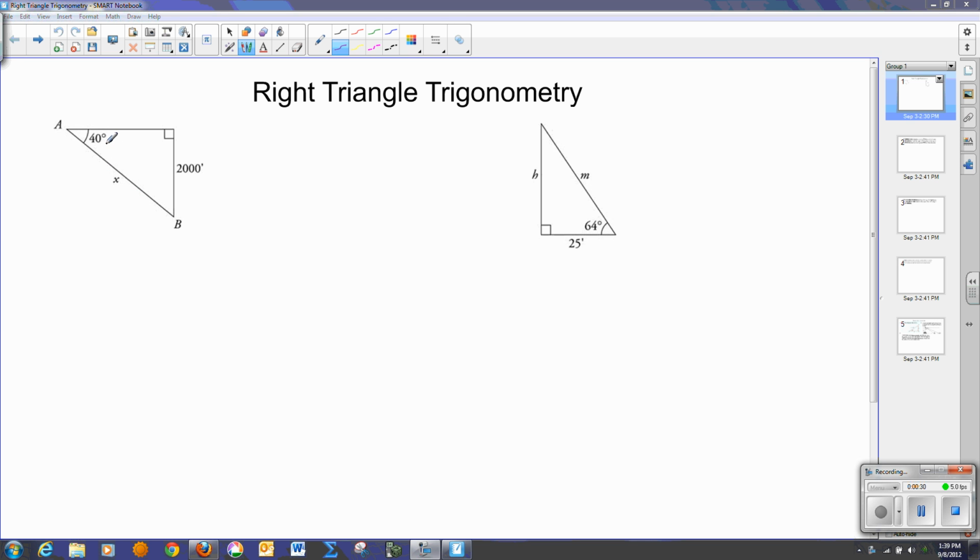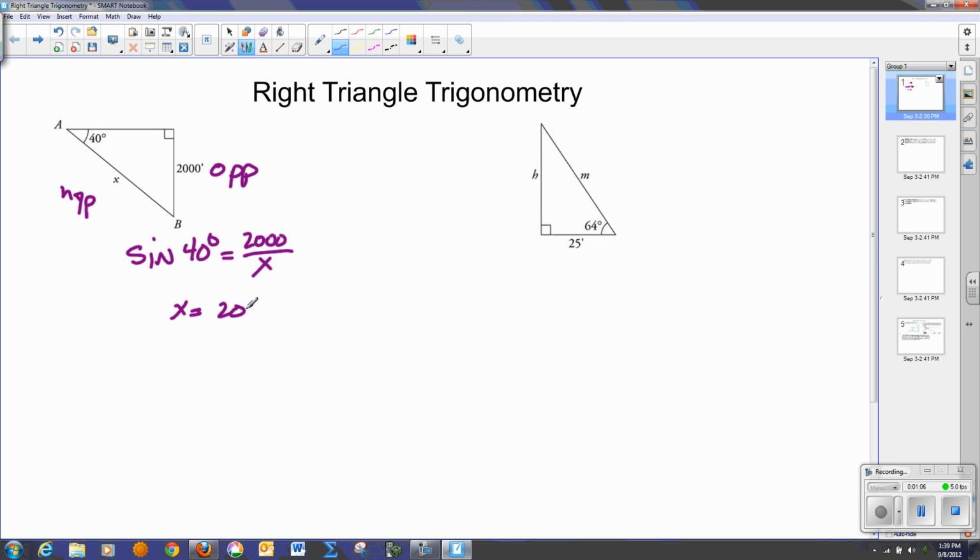So we need to find out what relationship this 2,000 is to this 40 degrees. We know this is the opposite side relative to that angle. And this side happens to be opposite the 90-degree angle, so that's the hypotenuse. Opposite and hypotenuse use the sine ratio, so we take the sine of 40 degrees, set that equal to your opposite, which is 2,000, over your unknown x. Thus, x is equal to 2,000 over the sine of 40.